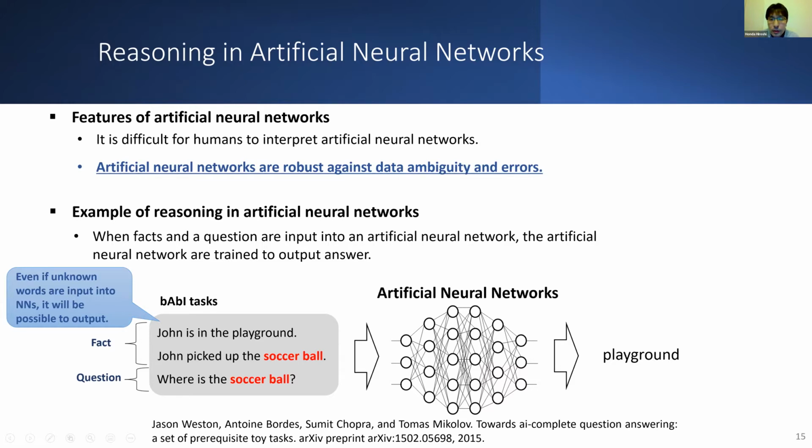Another feature of artificial neural networks is that they are robust against data ambiguity and errors. Suppose you input an unknown word, soccer ball, into the artificial neural network instead of a known word, football. Artificial neural networks can represent unknown words with continuous variables. So even if unknown words are input, it will be possible to output an answer.